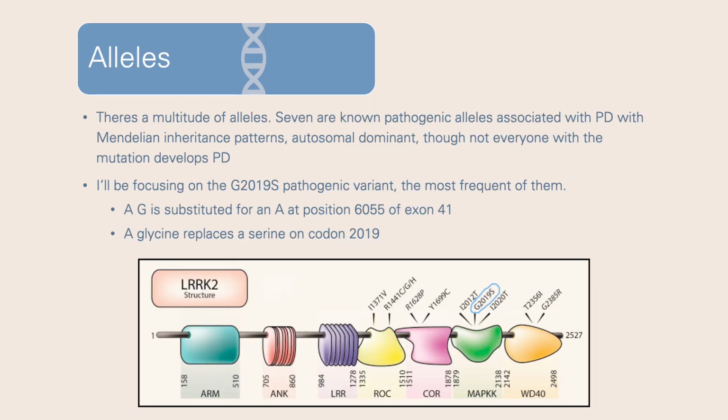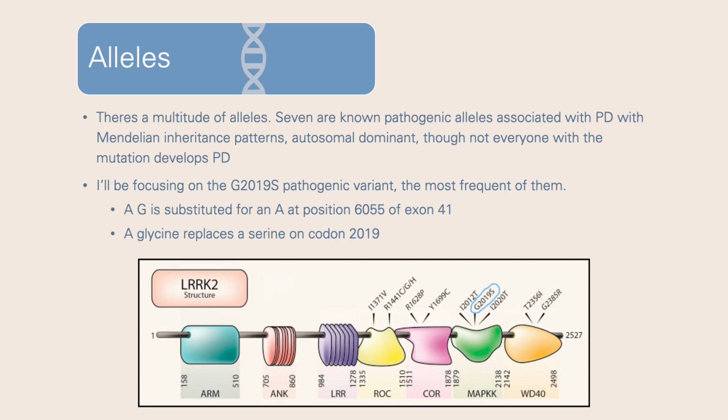There is a multitude of alleles for the LRRK2 gene. 7 are known pathogenic alleles associated with Parkinson's disease, with Mendelian inheritance patterns and are autosomal dominant, meaning only one mutated copy is needed to increase someone's risk of developing Parkinson's disease. I will be focusing on the G2019S pathogenic variant, the most frequent mutation.